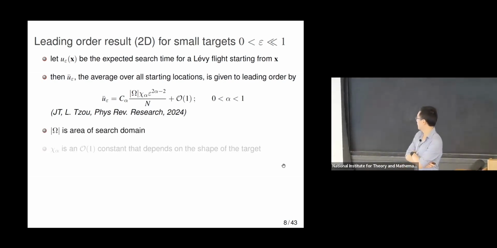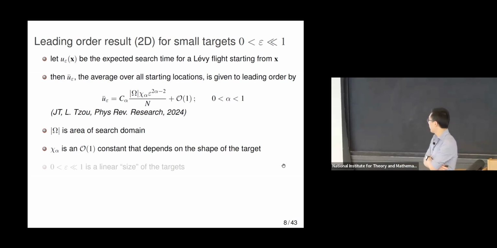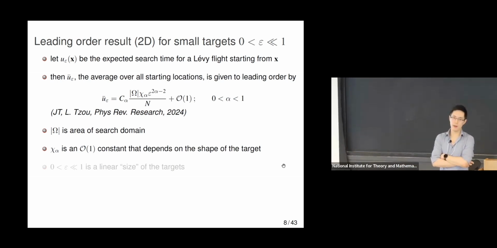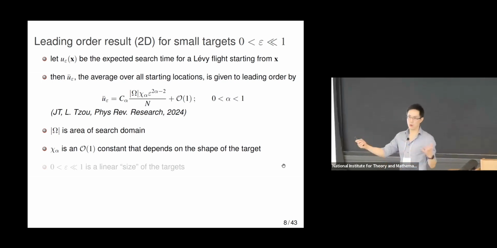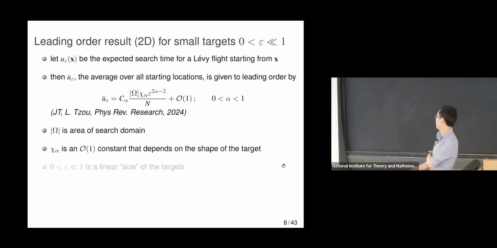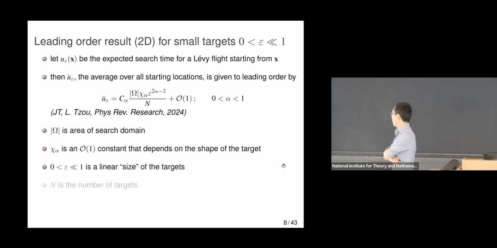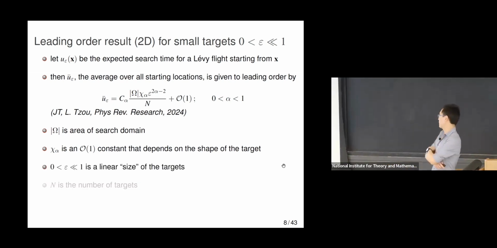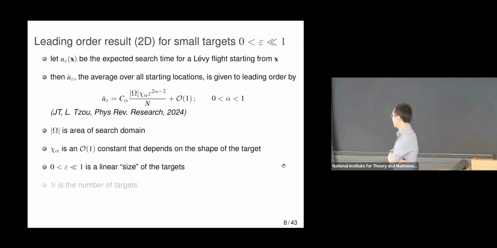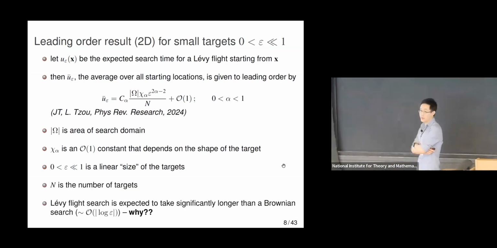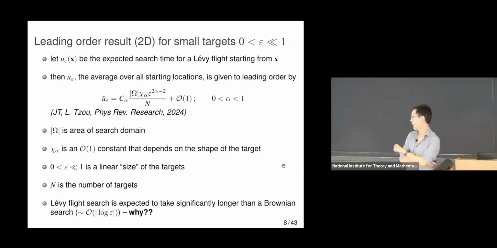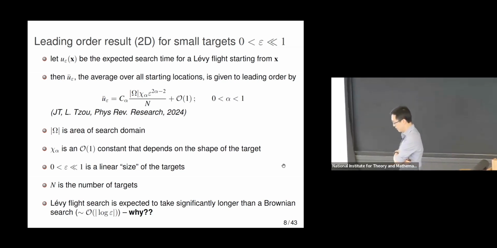Here, omega is the area of the search domain. Chi alpha is an order 1 constant that encodes essentially the geometry of the target, whether it's a disk, a rectangle, an oval, whatever. Notice that it enters the leading order term here. Epsilon is the linear size of the target, taken to be small, and N is the number of targets. And you see right away that the Levy flight search is expected to take significantly longer than the Brownian search, which is log epsilon in the size of the target.